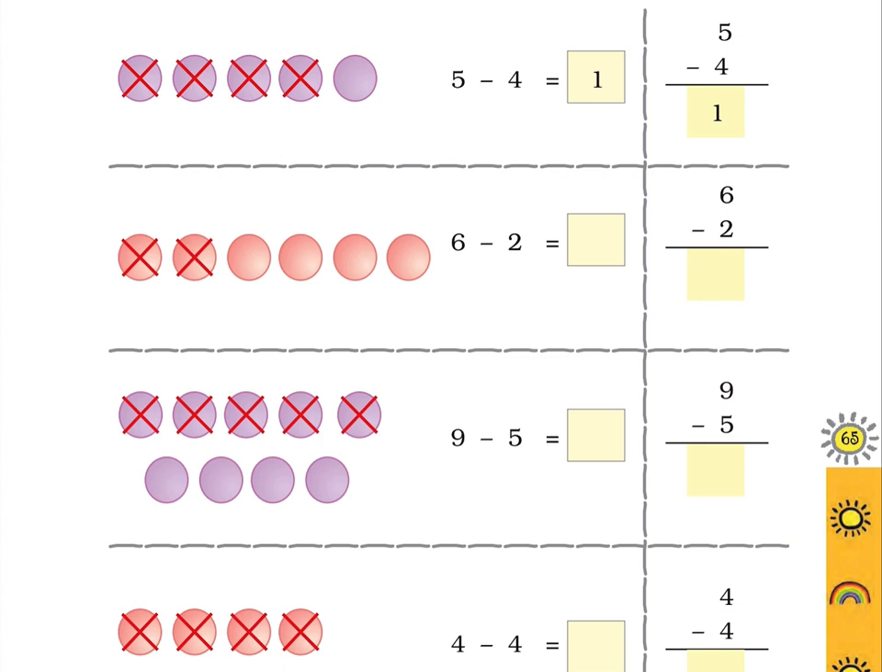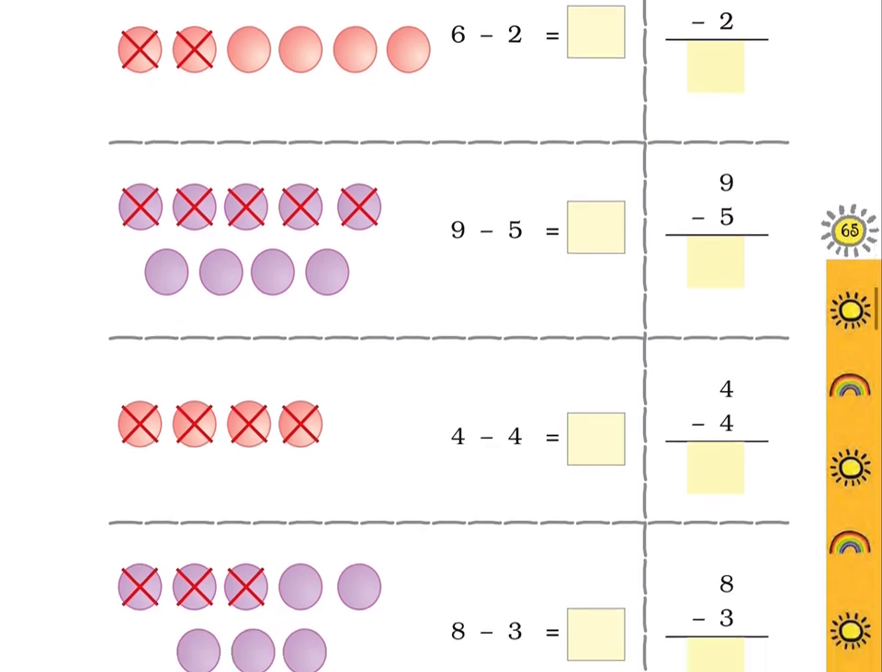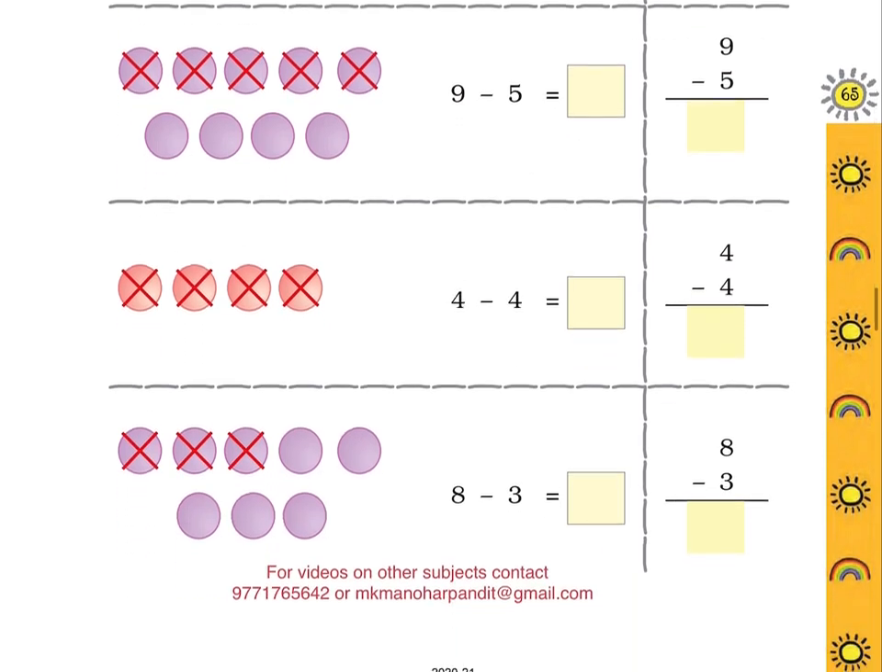Question 4, column 1. There are 4 balls. All the 4 balls are crossed. The question is, what is 4 minus 4? Column 2 shows 4 written below 4, and a minus sign on the left-hand side of the lower 4. Sleeping line below the lower 4.